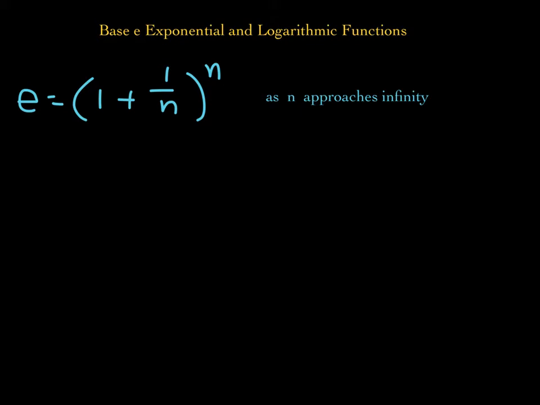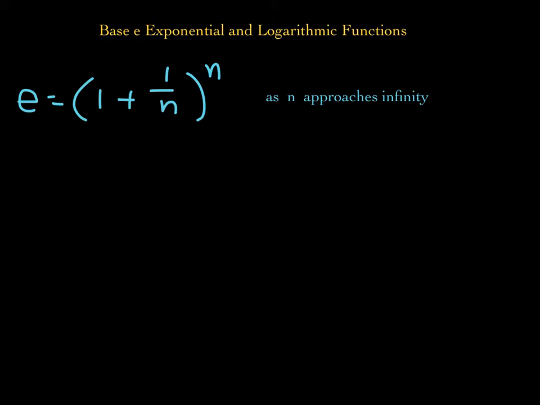E is actually equal to this expression, 1 plus 1 over n to the power of n, as n gets bigger and bigger and approaches positive infinity. The mathematician Euler plugged in some integer values for n, and he allowed n to get bigger and bigger. So he plugged in n equal to 1, n equal to 2, n equal to 3, and evaluated this expression. N equal to 100, n equal to 1,000, n equal to 1,000,000.